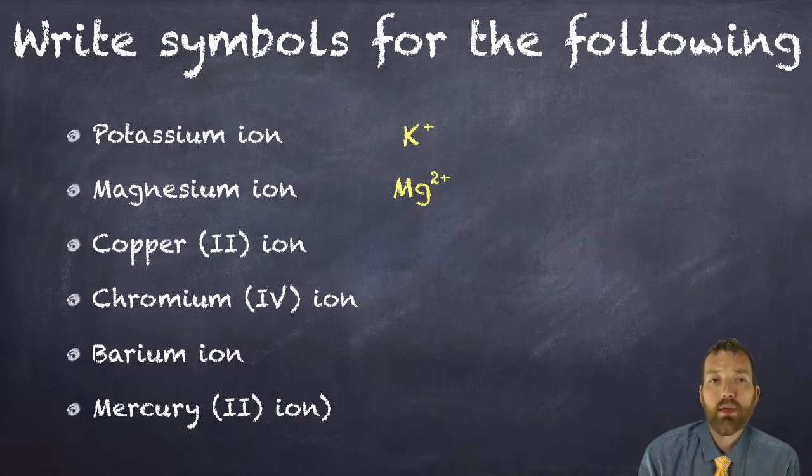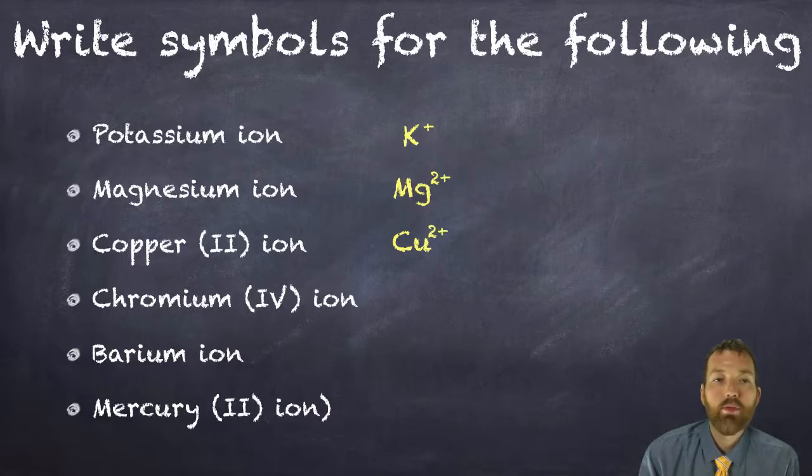Okay, next we have an element with a Roman numeral. Now, like I said before, this makes your life easy. You know exactly what the charge is. It's given to you in the Roman numeral. So your only challenge here is to figure out the symbol for copper. And if you don't know, you can look it up on table S. It is Cu, and copper 2 ion, of course, its charge is 2 plus.